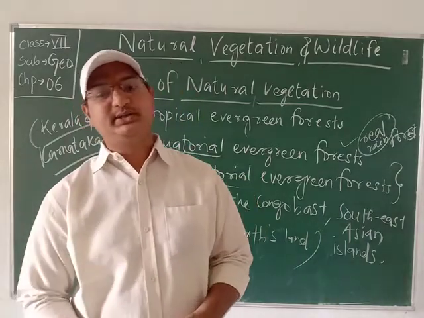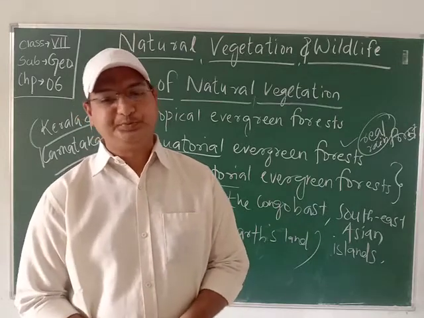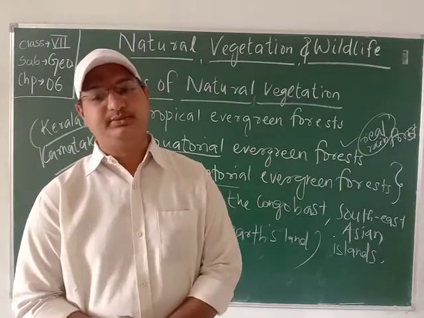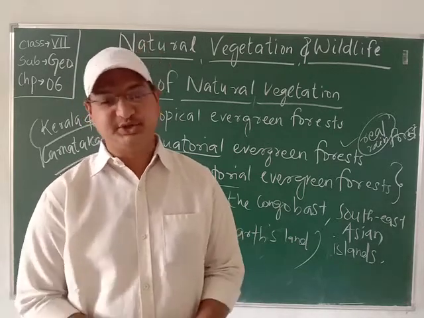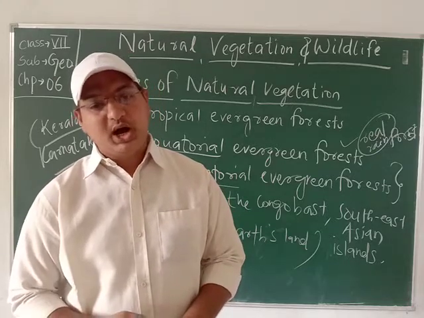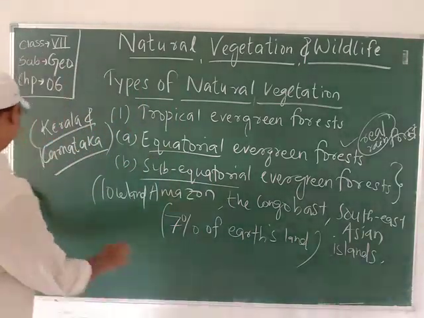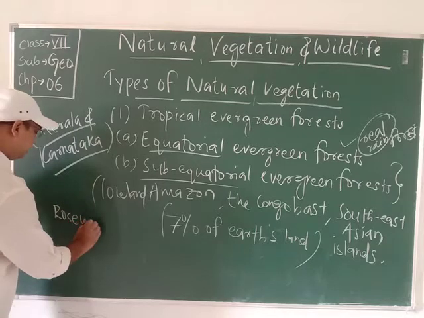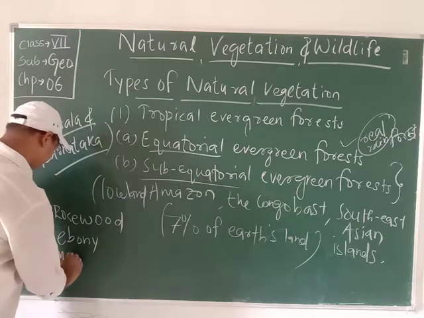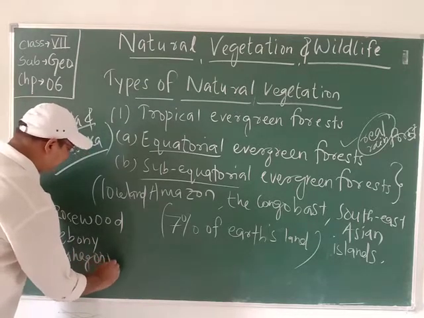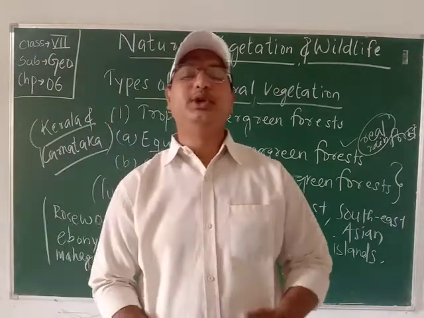The trees are evergreen as there is no period of drought and they do not shed their leaves altogether. They are mostly tall and hardwood type. Leaves are broad and give out excess water through evapotranspiration. Students, hardwood trees like rosewood, ebony and mahogany are the major trees common here.